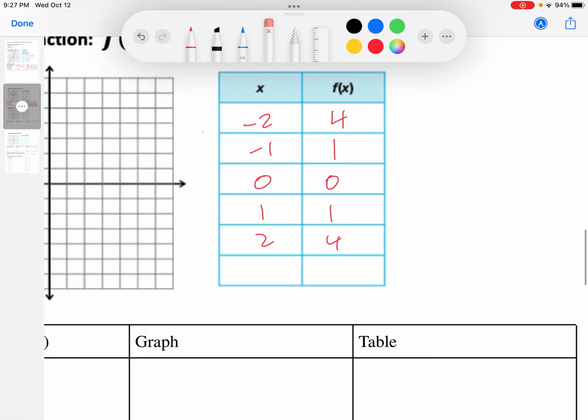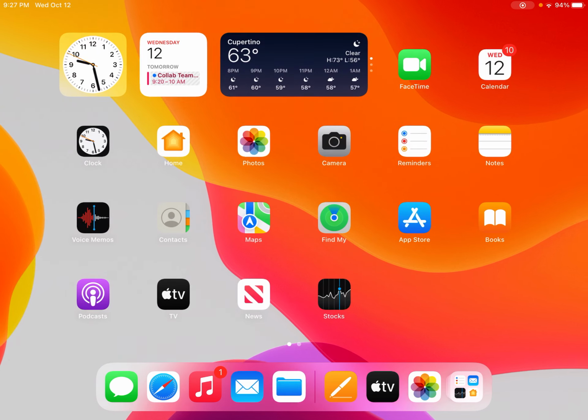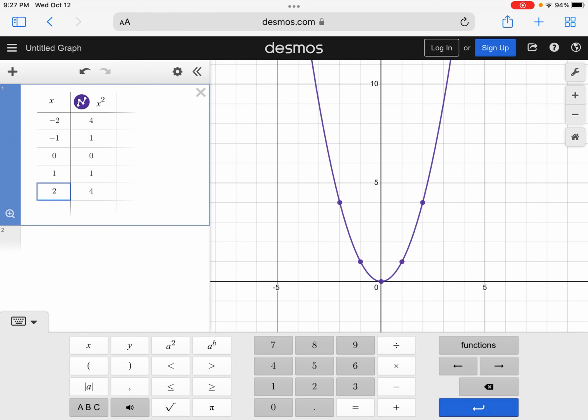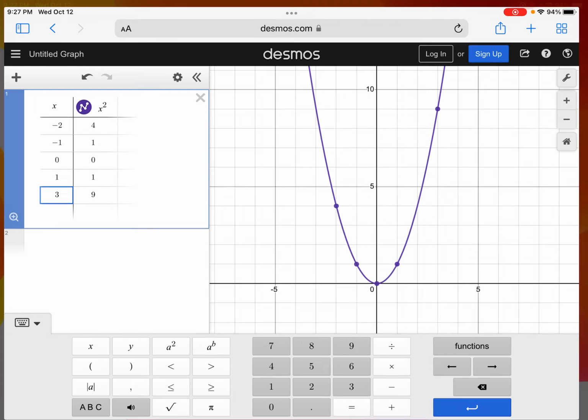So you'll notice that I have an empty row right here. Well, I'm going to go back to Desmos, and this time, instead of plugging in a -3 like I did in the last couple problems, I'm going to plug in a +3, and it gives me 9.